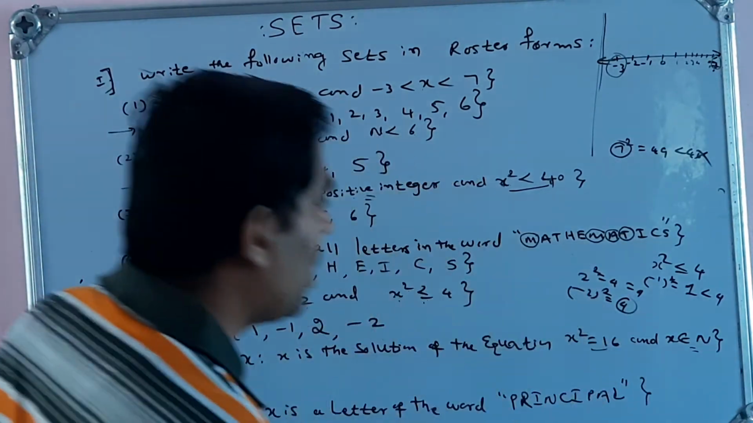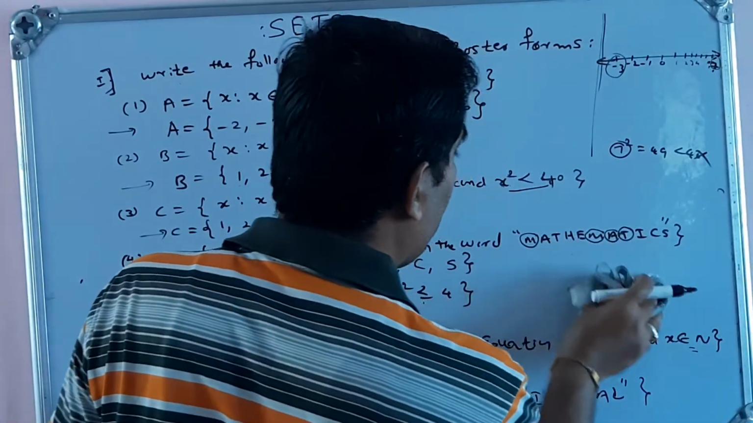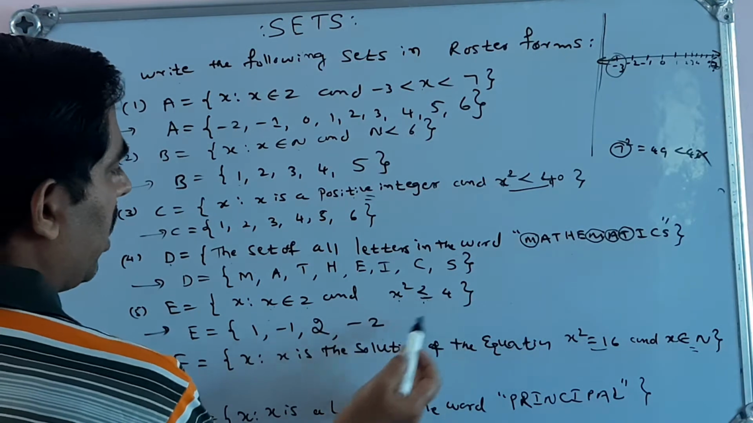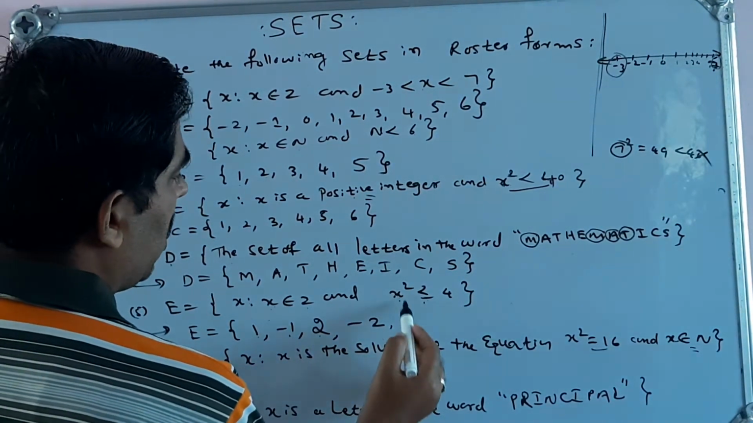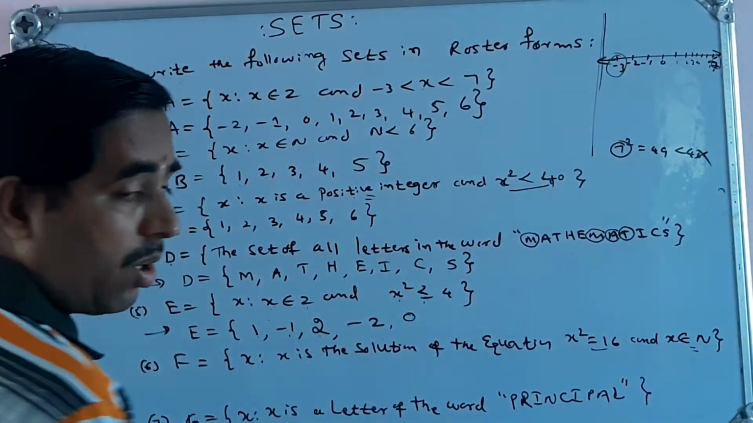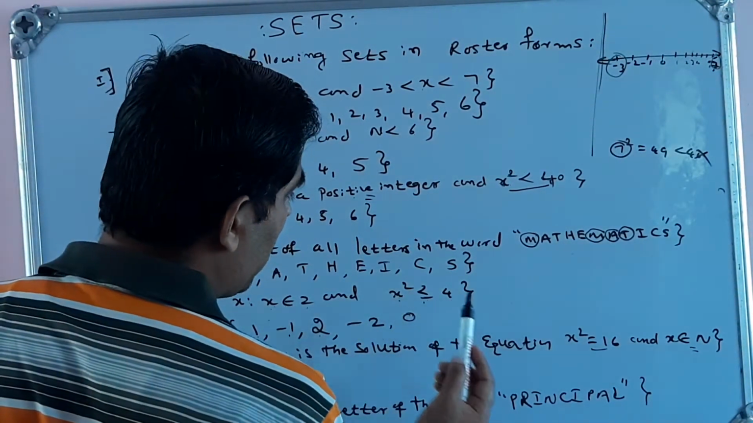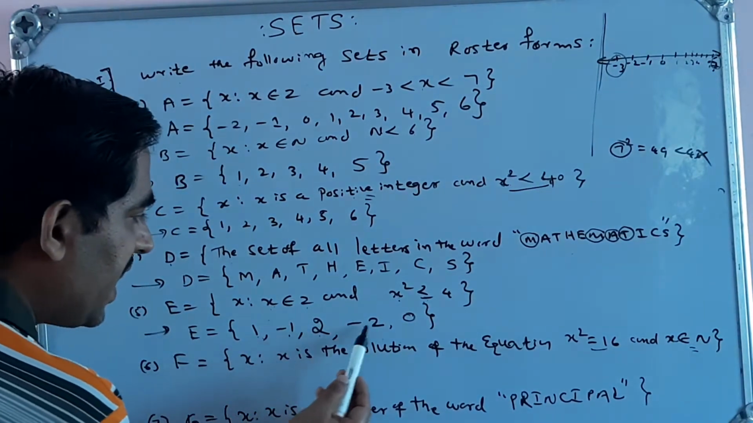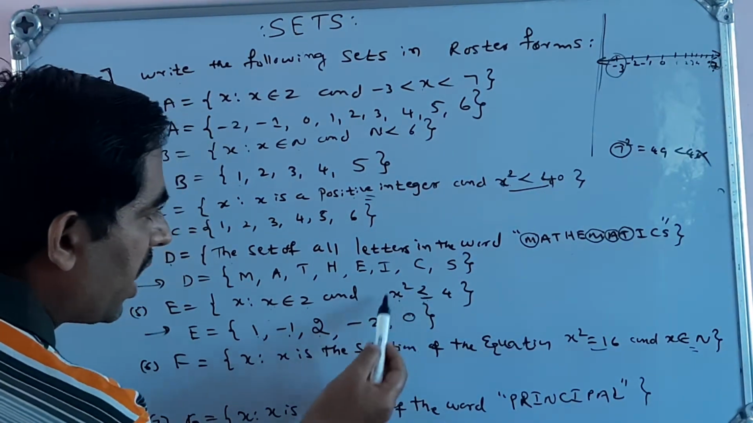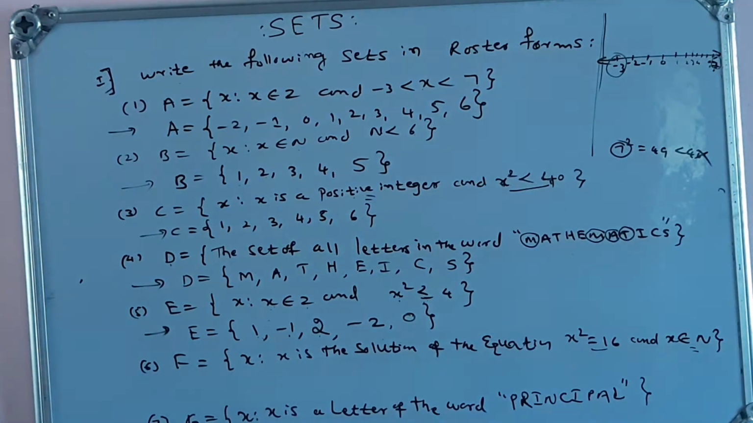So what are the integers which satisfy this rule, x square less than or equal to 4? These are the integers: 1, minus 1, 2, minus 2. Then another integer is 0. I can take 0. 0 square is 0, which is less than 4. So these are the integers which satisfy this property, x square less than or equal to 4.